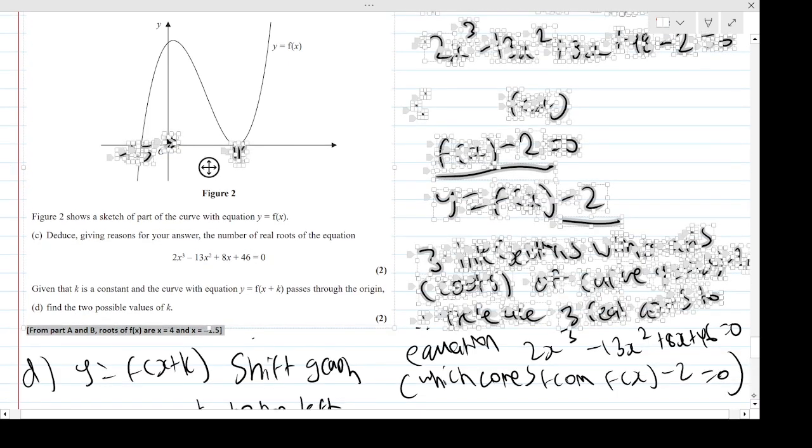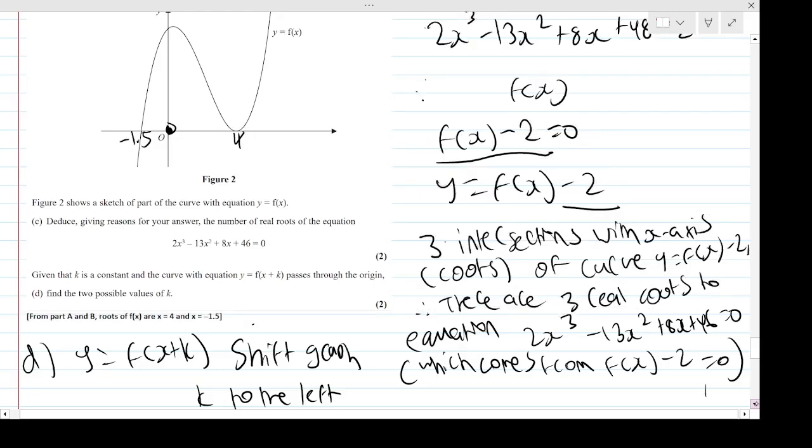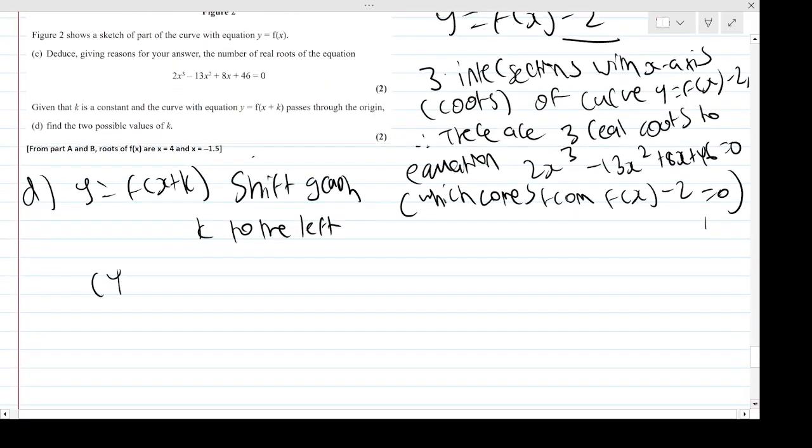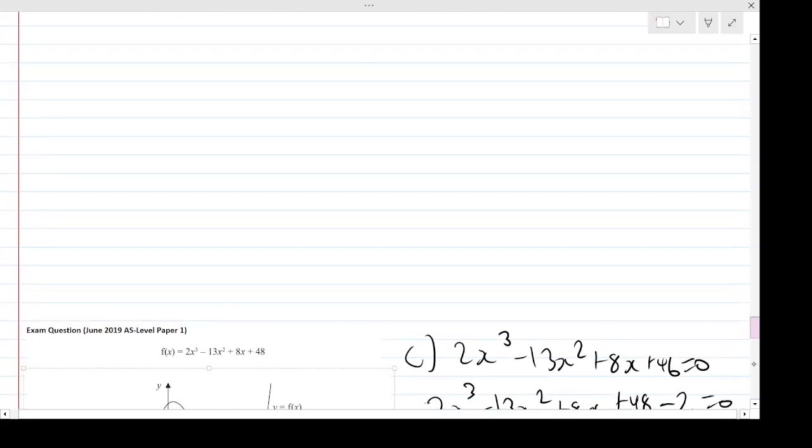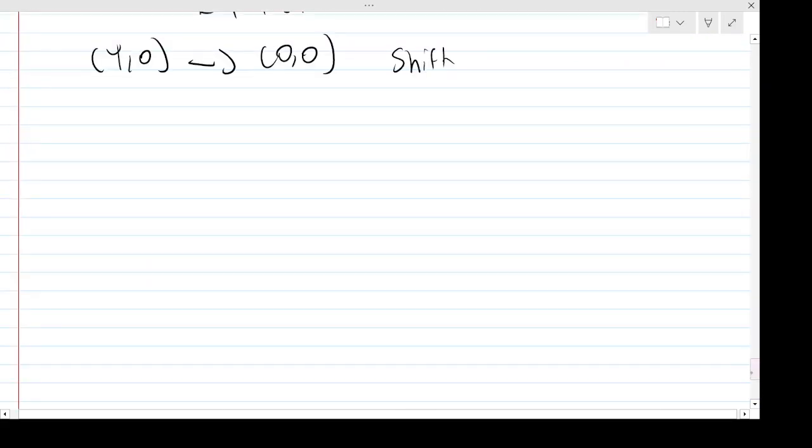So firstly, this point, the first point, 4, 0, which is the first root, we need to move that to the origin. So that means we need to shift it. Well, if we're going from 4 to 0, let's have a look again on the graph. This point needs to move to the left by 4, okay? So we need to shift the graph left by 4 units, okay?